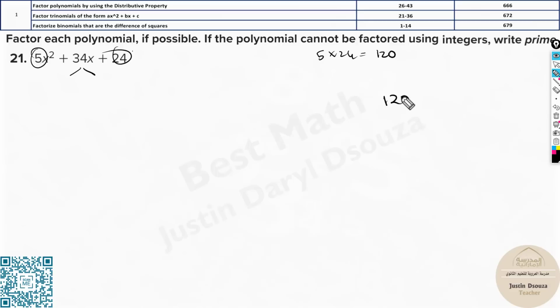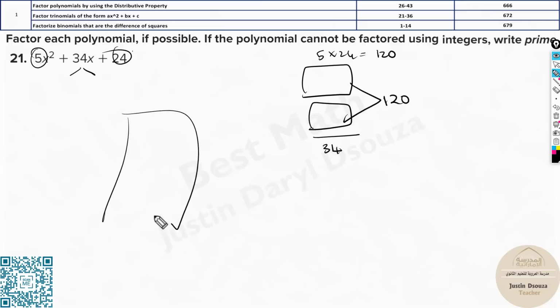So 120, and what is the middle term? Write it down over here, 34. So we need 2 factors, 2 numbers, such that when you multiply them, the answer will be 120, and when you add them, it will be 34. So now you need to think, they also suggest you can do a table and everything, but that is not required. Table is not required. As long as you know the factors, that's more than enough.